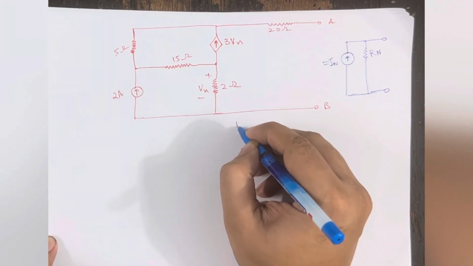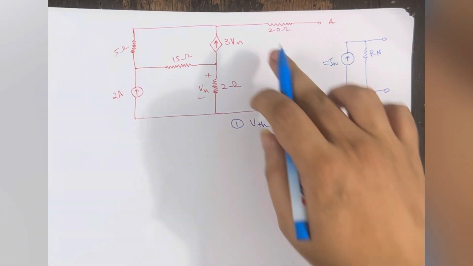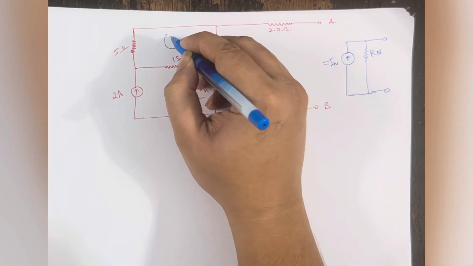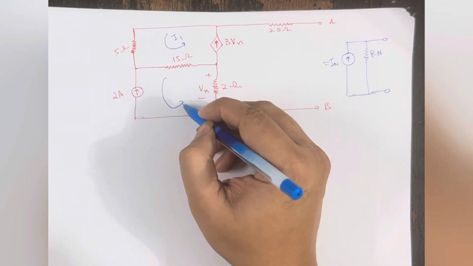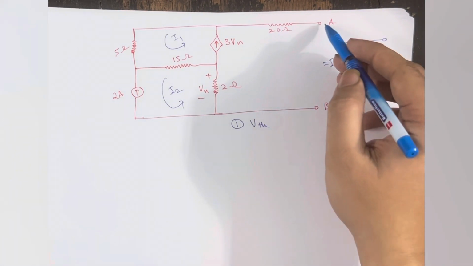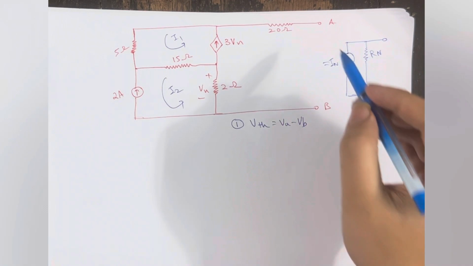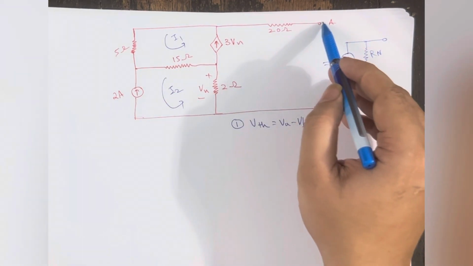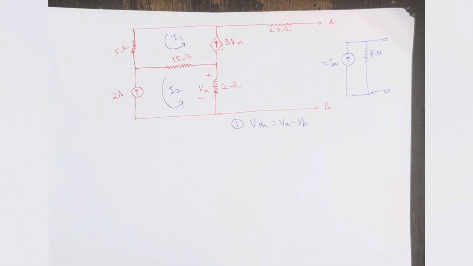So the first step is to find VTH. Now, this is an open circuit, so no current will be flowing here, and two currents will be flowing, I1 and I2. Let us assume I1 and I2 like this. So what will be VA minus VB? Now I have to route from this point to this point, and I can't follow this path. Why? Because the current source is there, and a current source has a hidden potential difference across it.